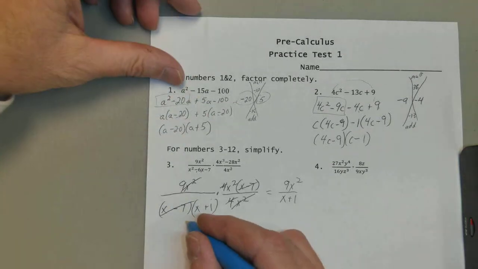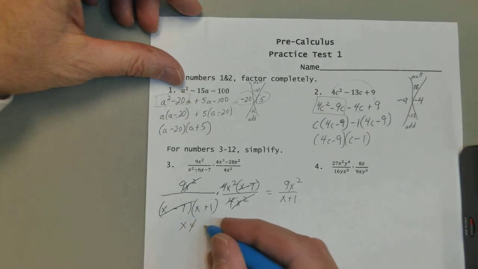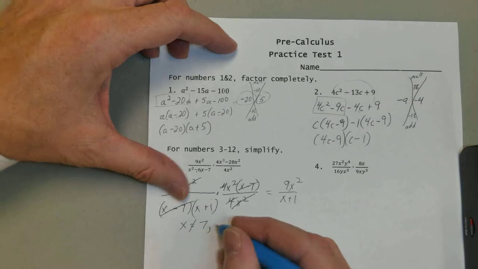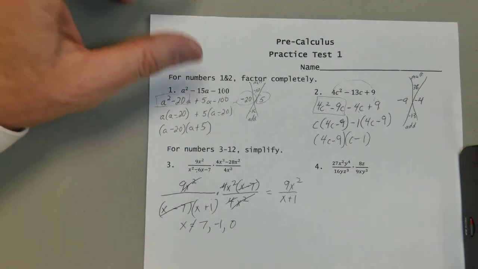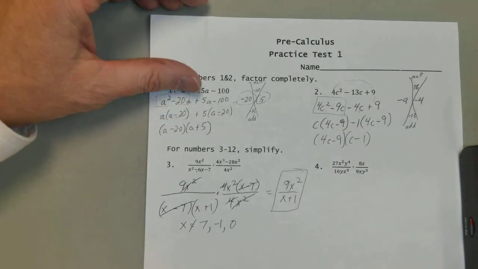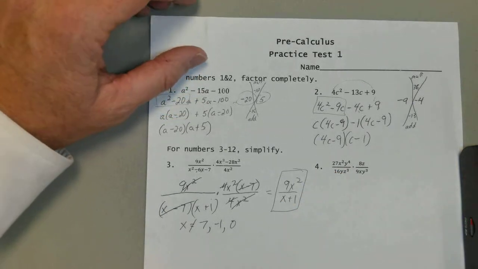All right. X cannot equal 7. It cannot equal negative 1. And it cannot equal 0. Okay, everything else will simplify to that, whatever value you have for x.